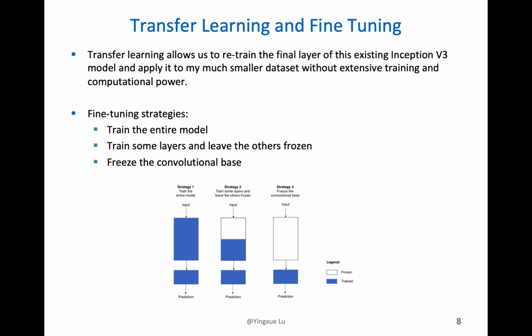So here are 3 basic strategies of fine-tuning. You can train the entire model, or you can train some layers and leave the others frozen, or you can freeze the convolutional base layers and then retrain the model.